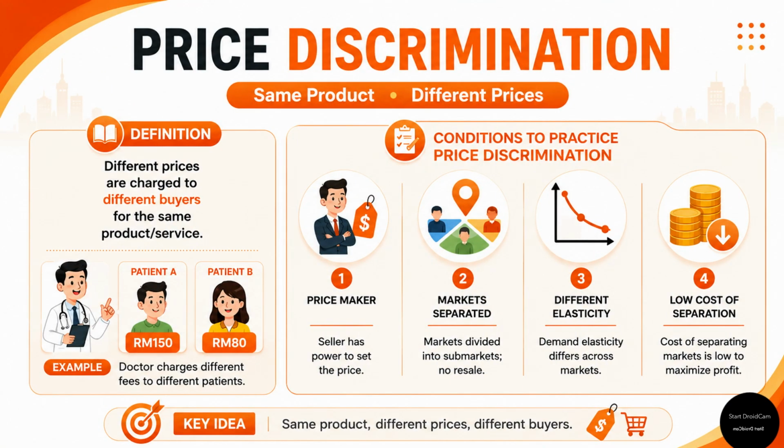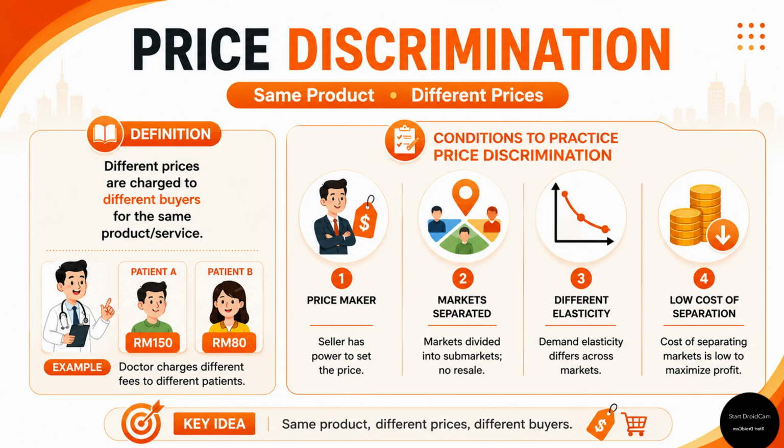Another interesting feature associated with monopoly power is price discrimination. Price discrimination occurs when a seller charges different prices to different buyers for the same product or service. For example, as shown here, two patients may receive a similar service but be charged different prices. However, several conditions are needed for price discrimination to work.